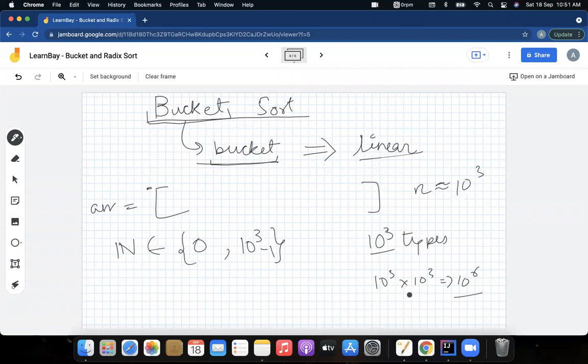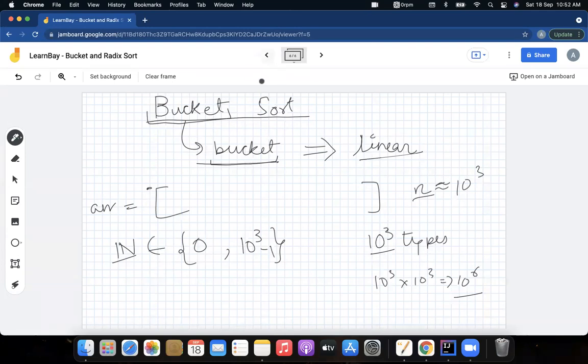So far we were doing linear. But since the range of the numbers can be proportional or equivalent to the number of elements in the array, this becomes an order of n square solution. So in bucket sort, we have the concept of range buckets.